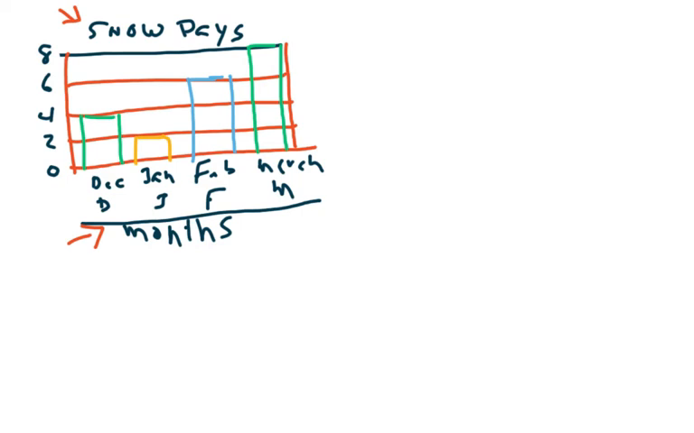In other words, how many days did it snow in December? How many days did it snow in January? How many days did it snow in February? And how many days did it snow in March? Okay? So put me on pause and read the graph and tell me from the graph how many days it snowed for each of these months. Then when you're through, come back and we'll do some more.